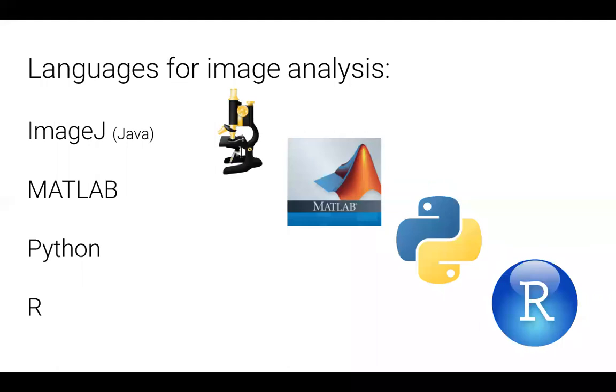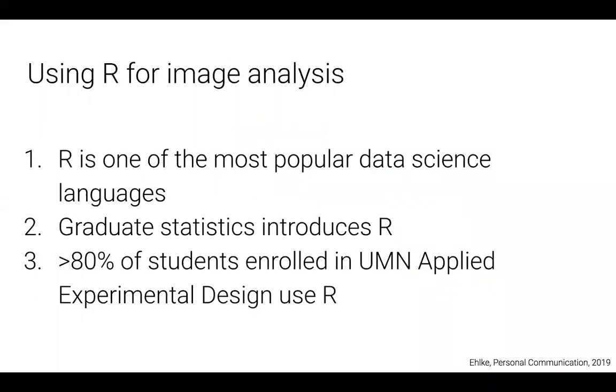But today what I'd like to talk about more is open source. Here we have ImageJ and Python and R, which are all open source platforms or languages that we can use to analyze images. And I chose R in my lab instead of ImageJ, for example. It's because it's such a popular data science language. For example, graduate students in statistics, at least at the U of M, are always introduced to R for data analytics. And I help teach applied experimental design, and over 80% of students enrolled in that over the years have used R. So I think analyzing images in R if possible, and then using that same data generated in R to do analyses in R is not a bad way to start. So that's kind of where I went.